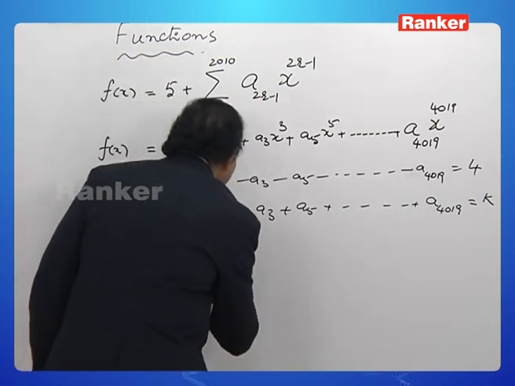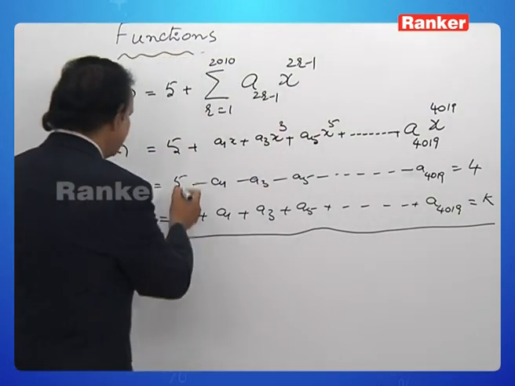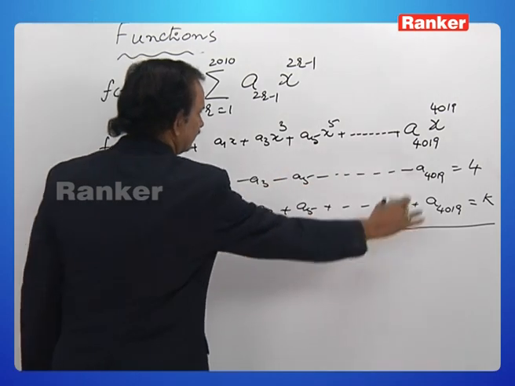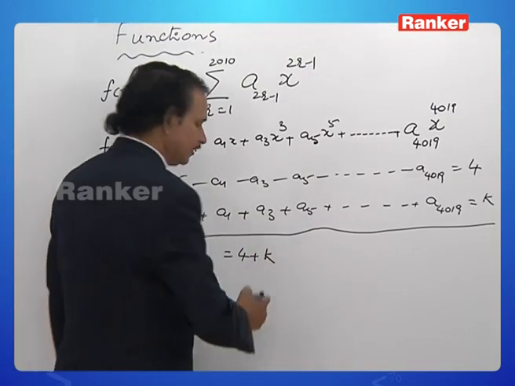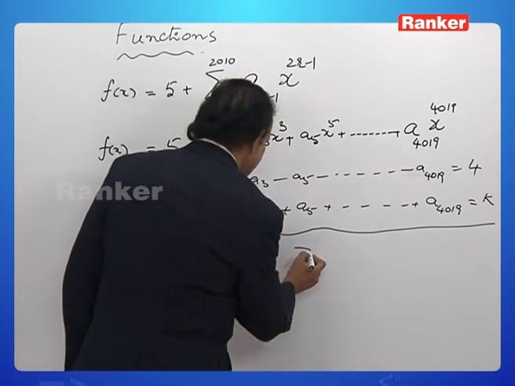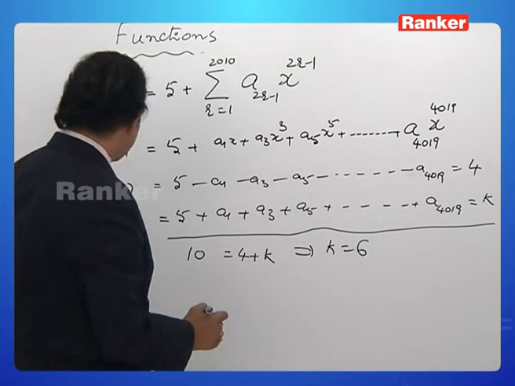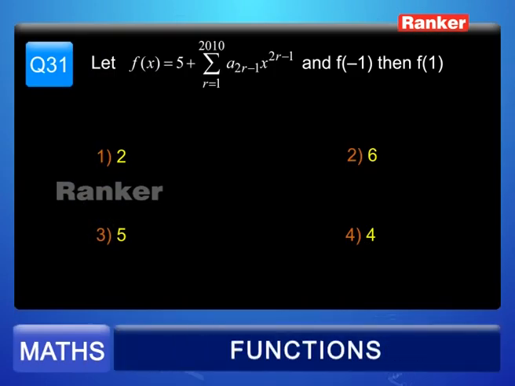Let me now add these two equations. Let me see what is going to happen. 5 plus 5, 10. Cancel. 10 is equal to 4 plus k on the right hand side. The required unknown, that is k, is directly obtained here to be 6. What is k? Just nothing but f of 1. We have named it. Therefore, what is f of 1? 6. Hence, the available option, that is the second option, is the right option.